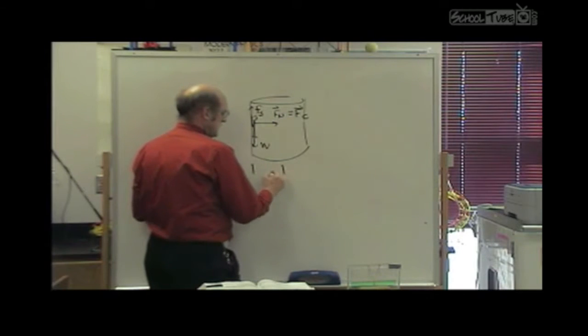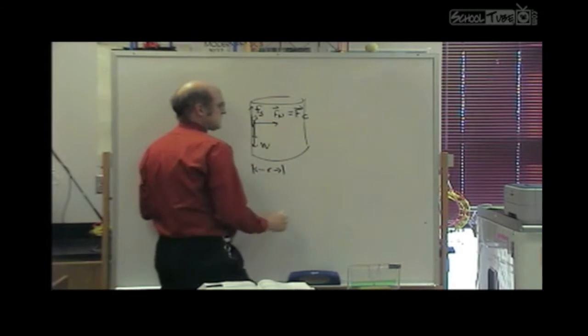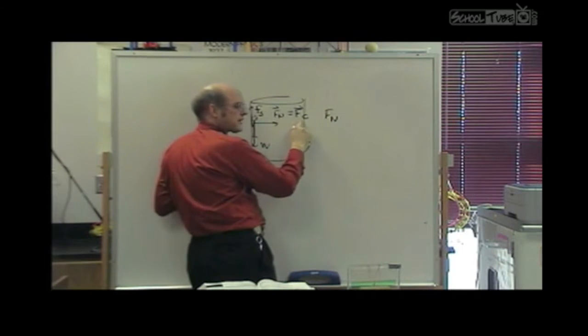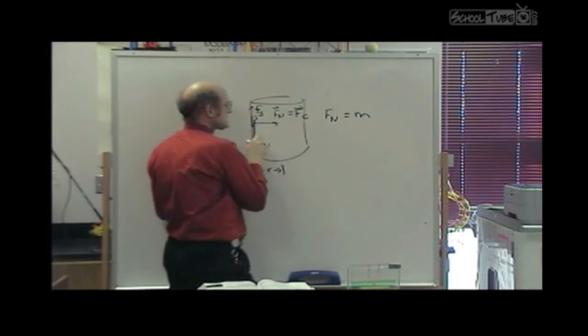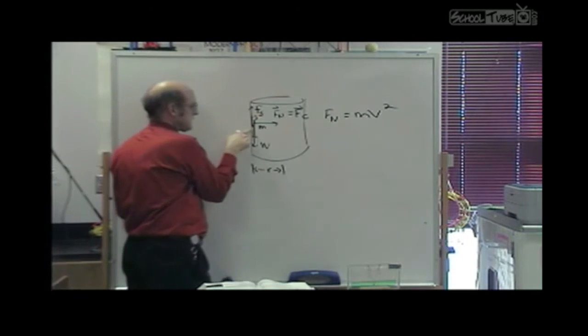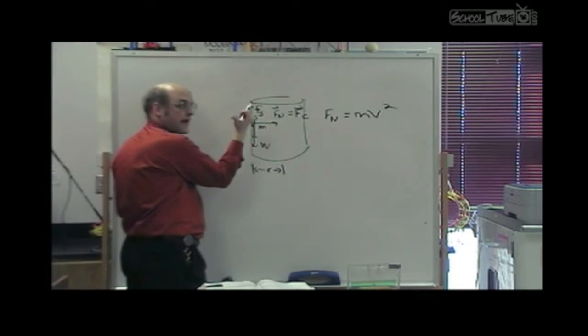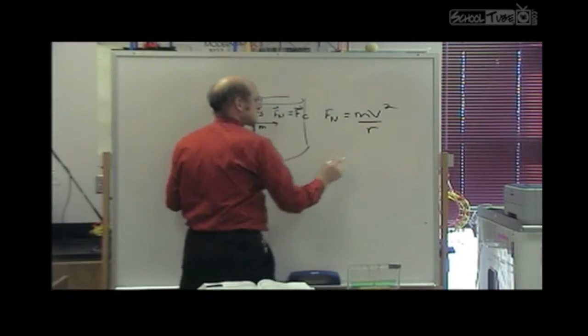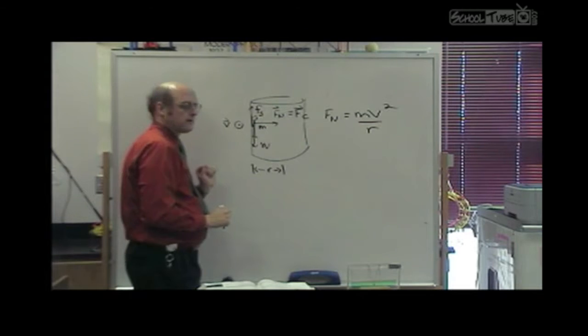If the radius of the ride is r, then we can say that the normal force, which is the center-directed force, is equal to the mass of the rider times the speed of the rider squared, divided by the radius of the cylinder.